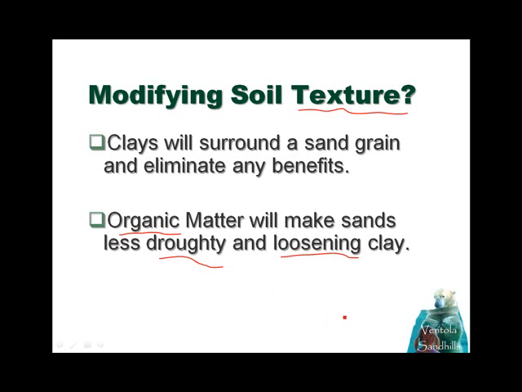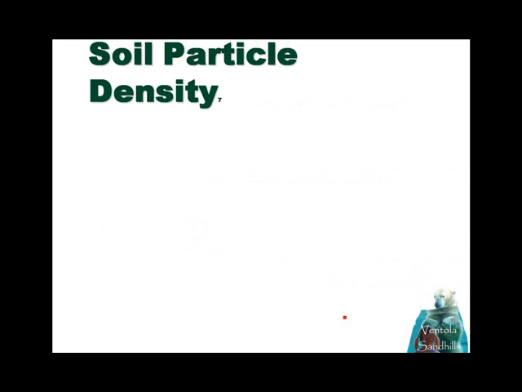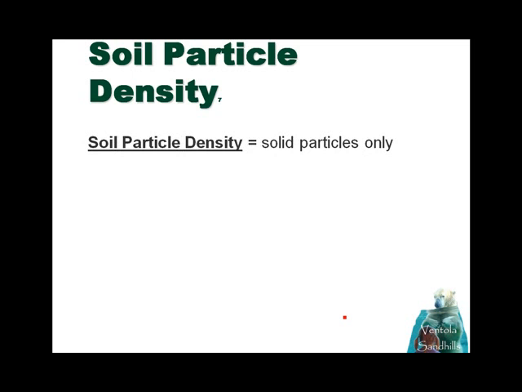So here's where we get into the math. Soil particle density is the definition. That's the solid particles only. So that's if we could eliminate all air and water, what would the soil's density be? And density is always going to be grams per centimeter cubed.